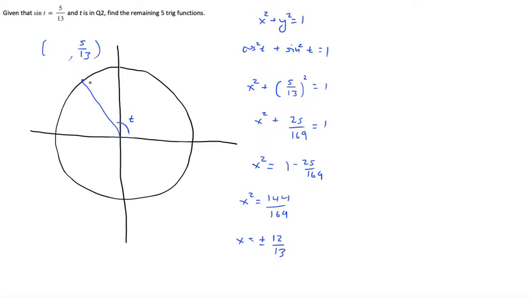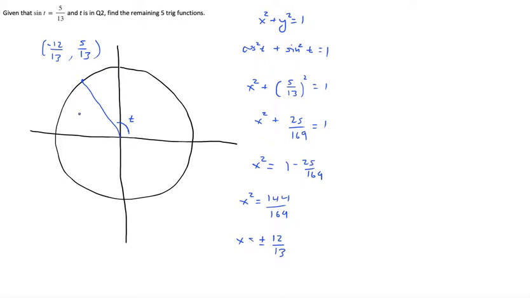Notice, what quadrant is this angle in? We are in quadrant 2. So what does that tell us about the x value here? It tells us that the x value is negative. So this should be the point negative 12 over 13, and then the y value is 5 over 13.